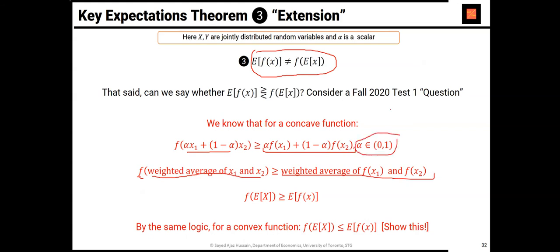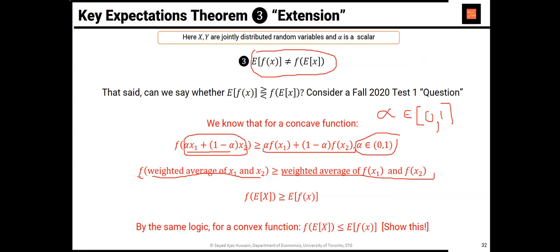I never said alpha is in the closed interval, right? What I said was it's in the open interval. So now these alphas can take on the interpretation of probabilities: the probability of x1 plus the probability of x2. Imagine uncertainty where the only outcomes are x1, x2 with probabilities alpha and 1 minus alpha respectively.